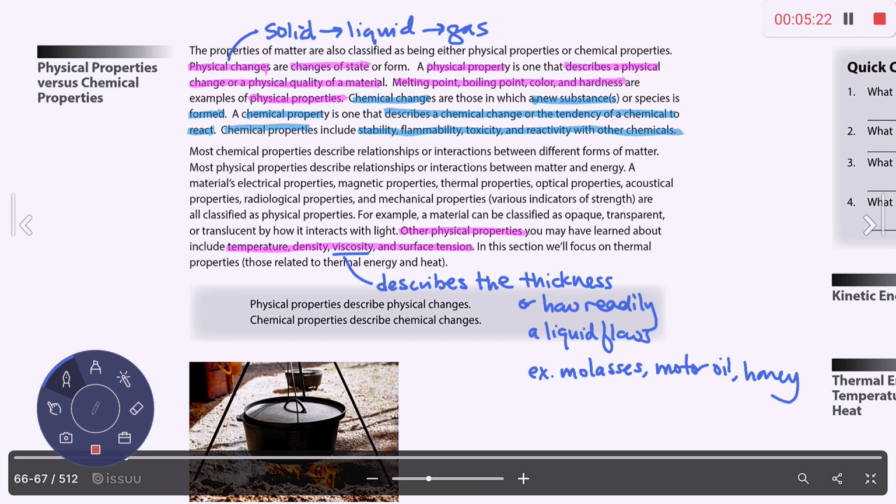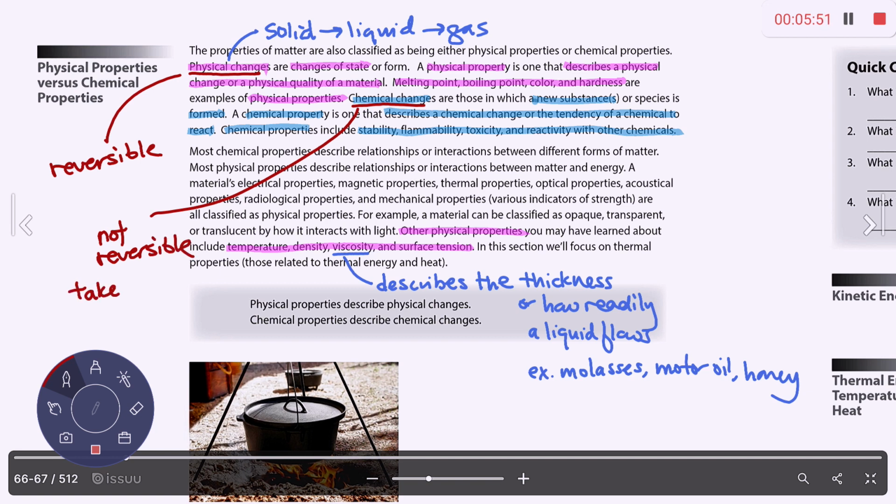Okay, let's take a look. Oh, let me make a couple of other notes before I leave here. Physical changes are usually reversible, and they don't typically take a ton of energy, okay? But chemical changes are generally not going to be reversible. So if I burn a piece of paper, that is not reversible, and it usually takes a lot of energy in comparison to a physical change to make a chemical change happen.